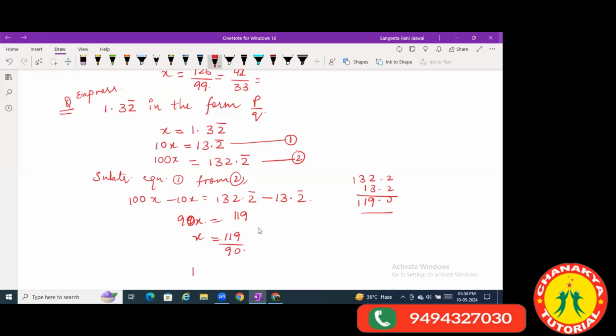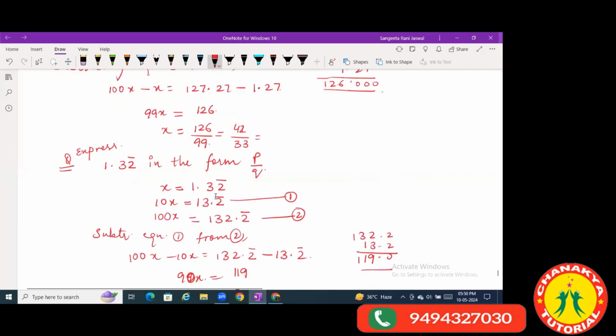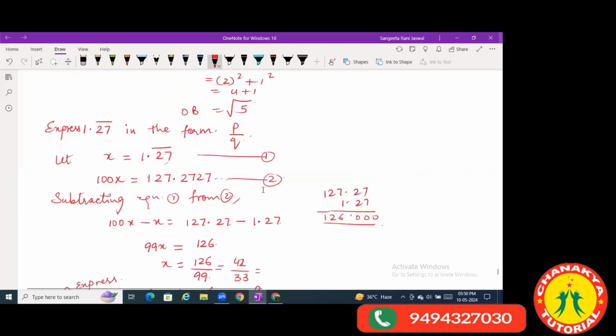So that means now you have converted this decimal form to the fraction form. Yes, children? Hello? I hope you are understanding this.